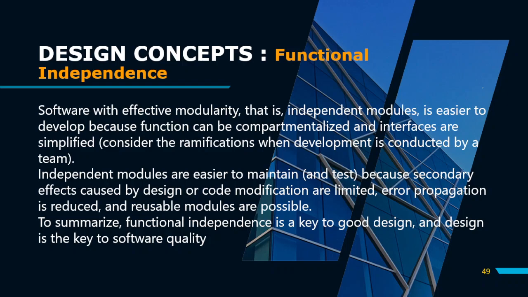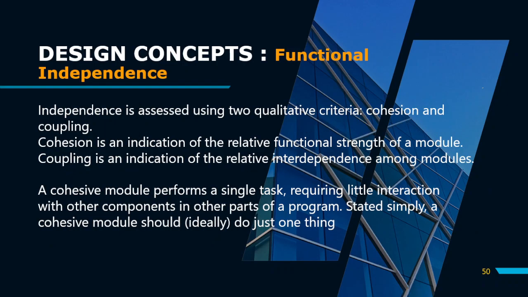To summarize, functional independence is the key to good design, and design is the key to software quality. That is how functional independence helps us. Functional independence is assessed using two qualitative criteria: cohesion and coupling. Cohesion, as we mentioned earlier, is the indication of the relative functional strength of a module, one that performs a single task while requiring little interaction with other components in other parts of the program. Stated simply, a cohesive module should just do one thing.